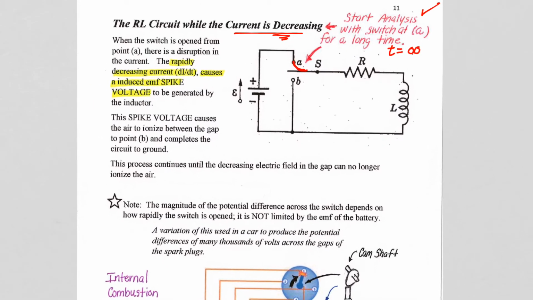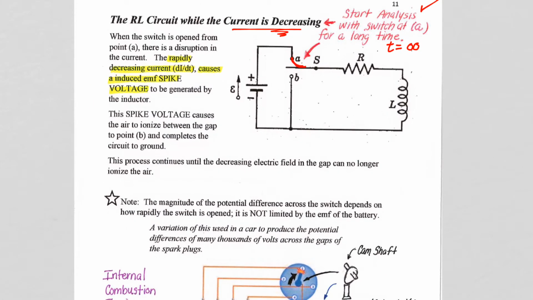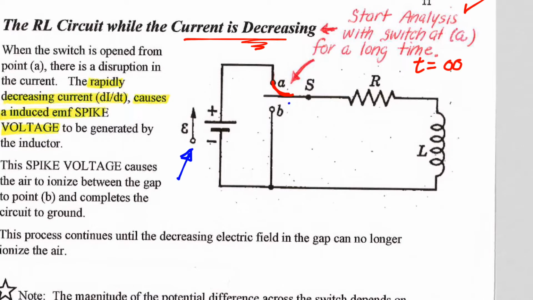So, when the switch is switched off of position A, what we get now is a very interesting result. That spike voltage, which is our induced voltage, can now actually be much larger than the battery voltage. So if it's interrupted abruptly, we can get a large spike actually ionizing the air in the gap between A and B.